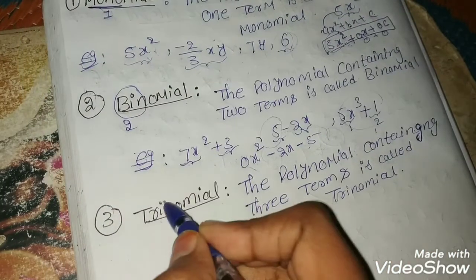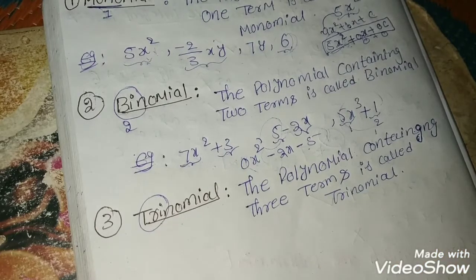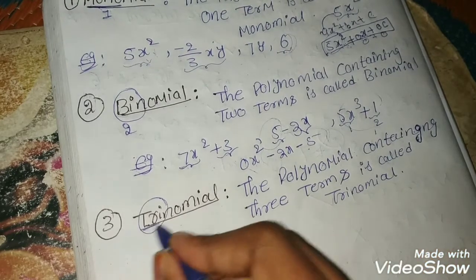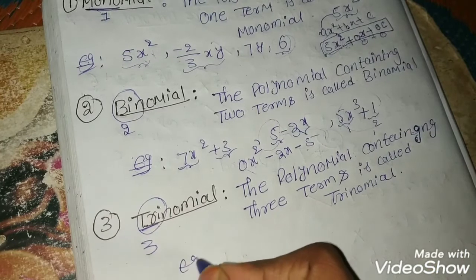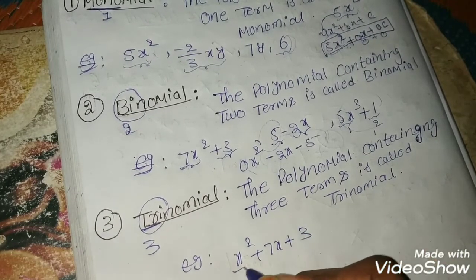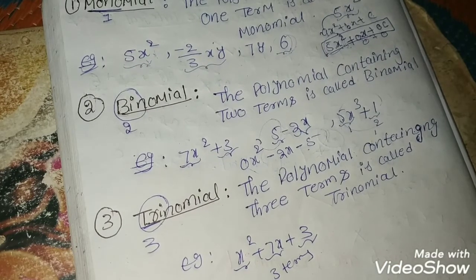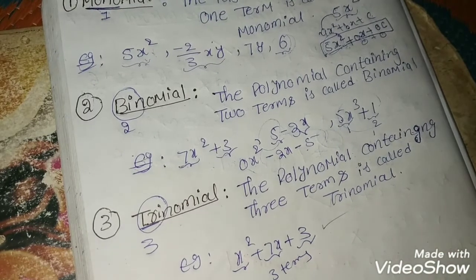So automatically we know what a trinomial is. Trinomial is nothing but three terms. So tri is nothing but 3. Let's take an example. x square plus 7x plus 3. We have 1, 2, 3. We have 3 terms in this polynomial. Then this is called a trinomial.